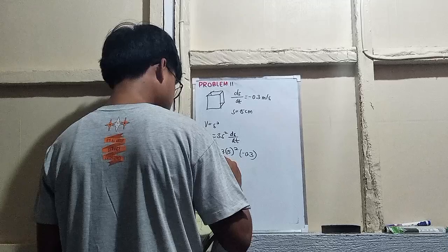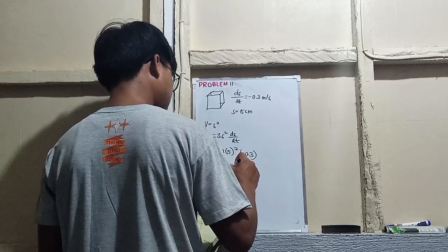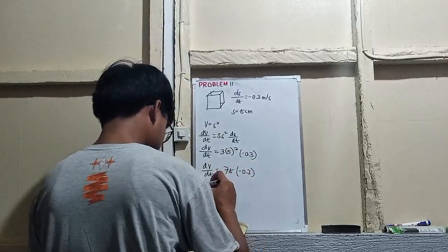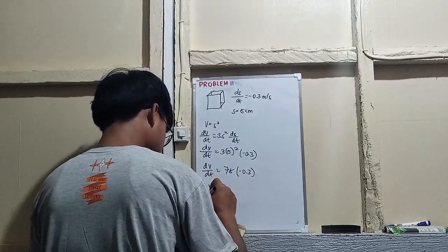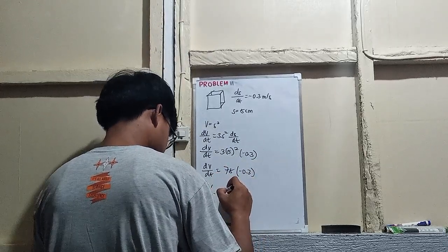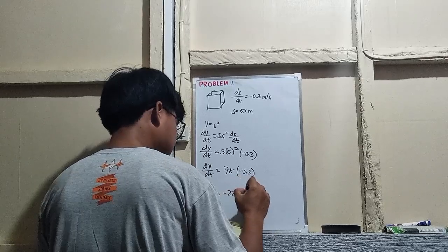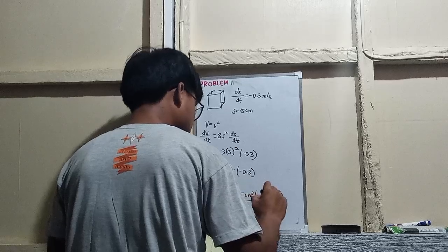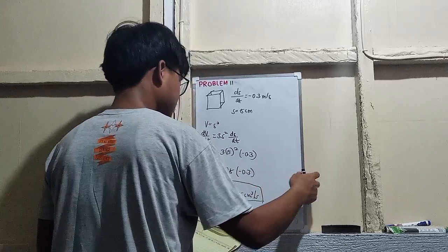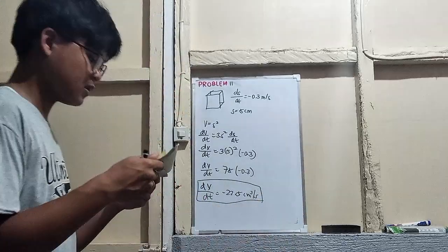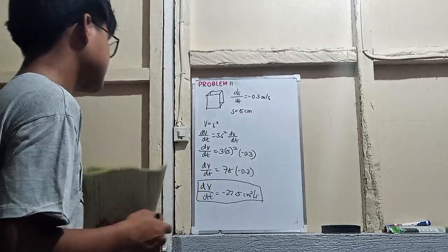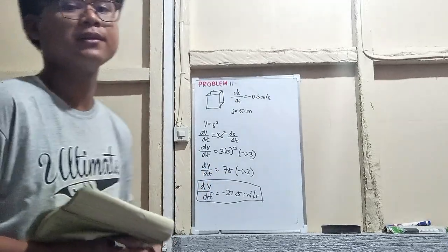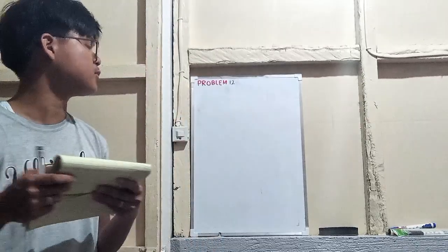dV over dt, we have 75 times negative 0.3. Then we will get the value of negative 22.5 centimeter cubed per second. So we have the final answer of the rate of the volume when decreasing as negative 22.5 centimeter cubed per second. So, we'll proceed to problem 12.